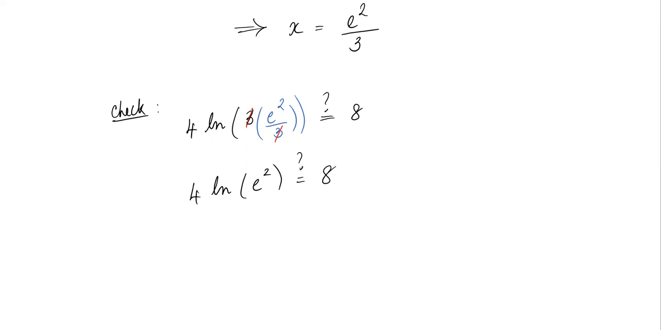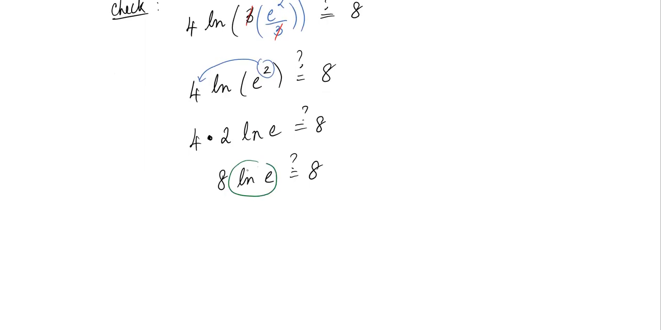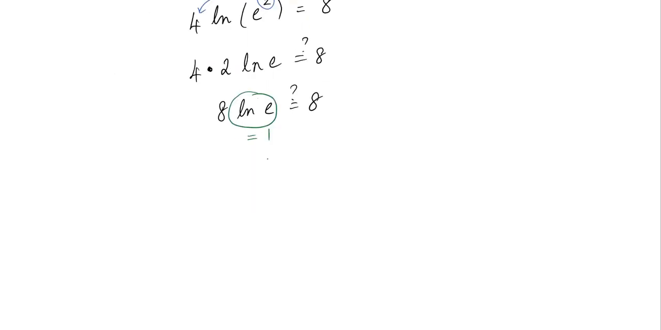Is it equal? Now you have the square in your argument, so you can bring the 2 to the front. There's already a 4, so 4 times 2, right, ln e. You have 8 ln e. Is that equal to 8? You know from your basic properties that ln e is equal to 1, right? e power 1 equals e. So you simply have 8 equals 8, coming back as a true statement.